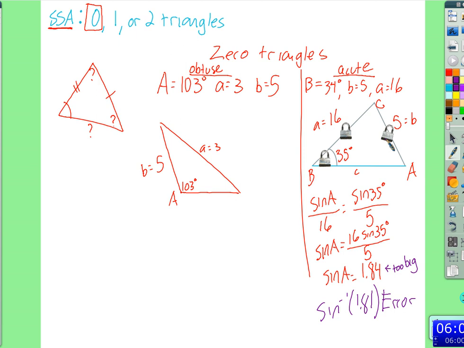Here it's harder to tell because this is 35 degrees. So I don't get the guarantee of this being the biggest angle. It's less than 90, and so maybe it could work out. Okay. It turns out that this side is just too short. That's why it's not working. Like, in reality, this side is more like this.